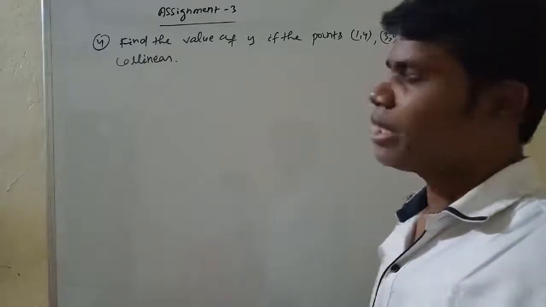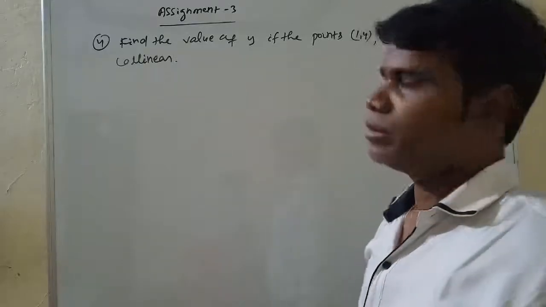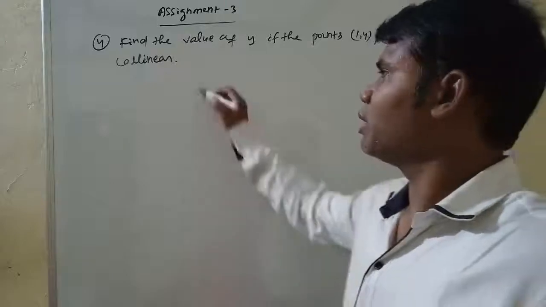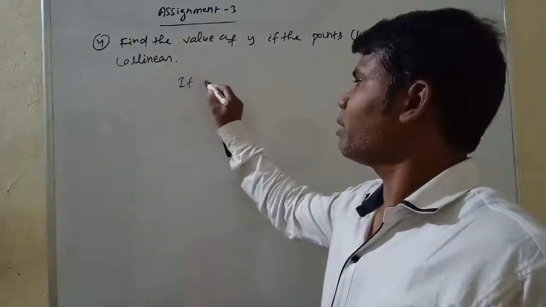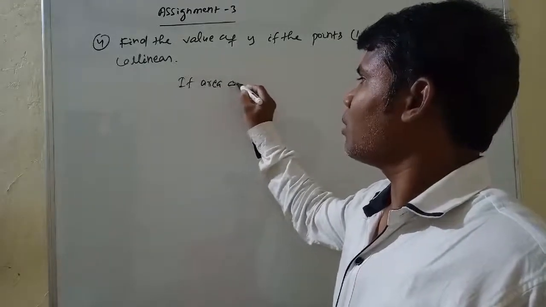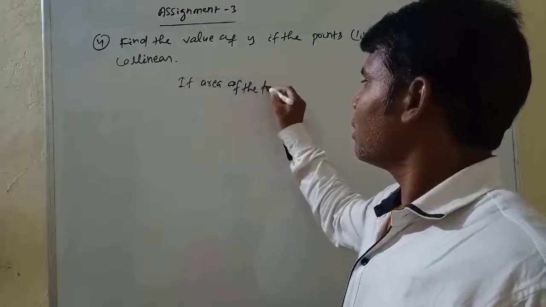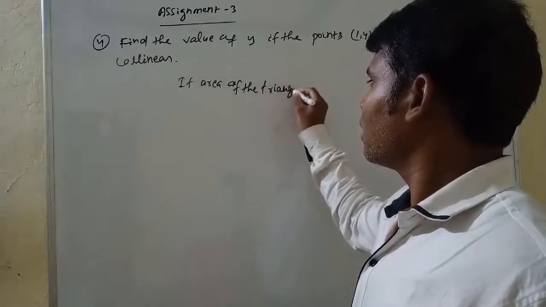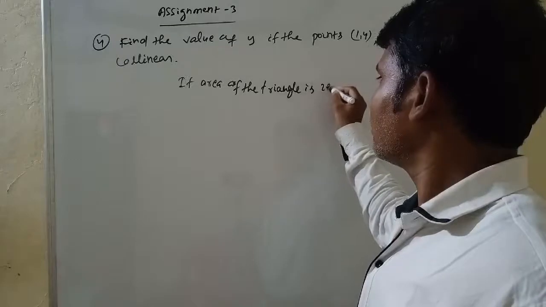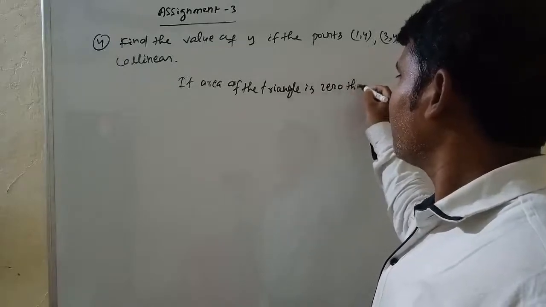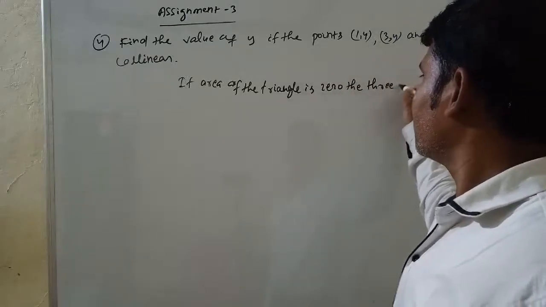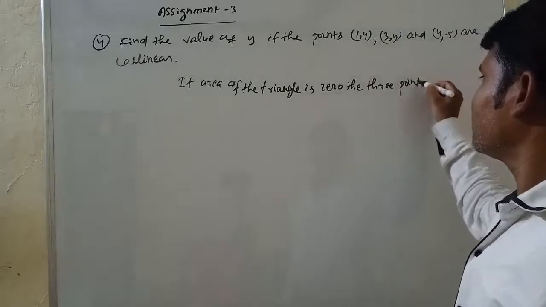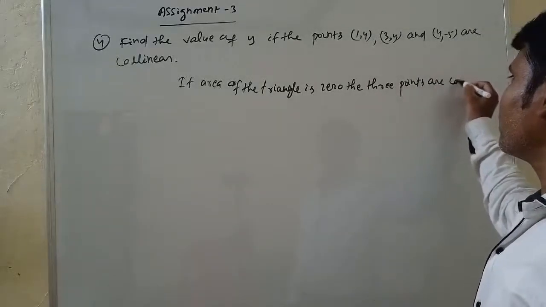If the area of the triangle is equal to 0, the 3 points are collinear. You know, if the area of the triangle is 0, the 3 points are collinear.